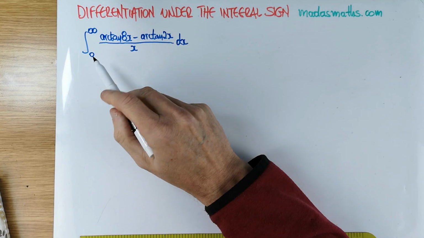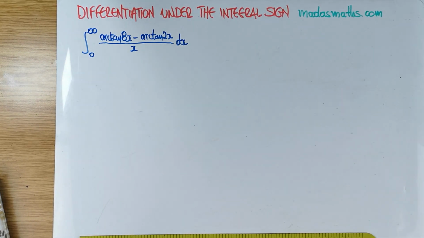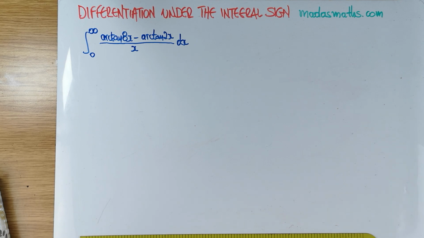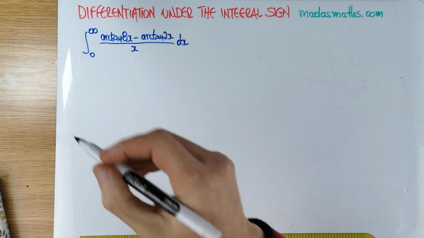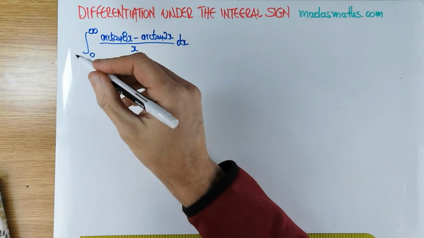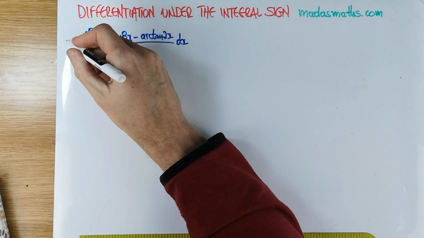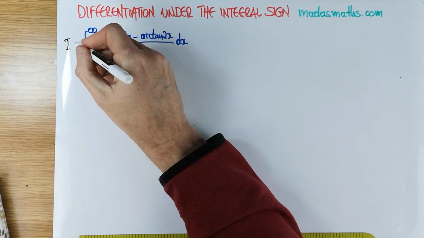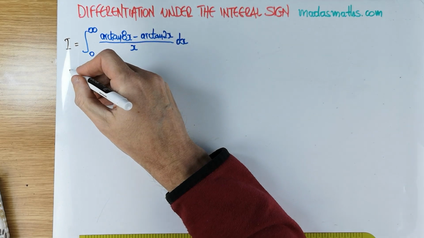Today we're going to be looking at the integral from 0 to infinity of the arctan of 8x minus the arctan of 2x, the whole thing over x. Let's call this I. That's the integral in question. And we're going to introduce a parameter.